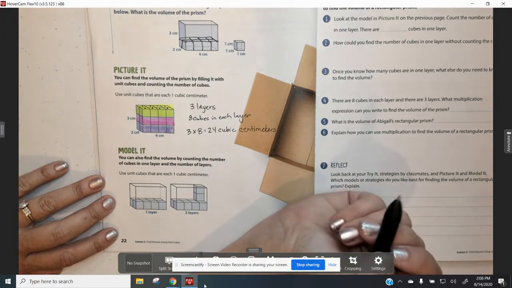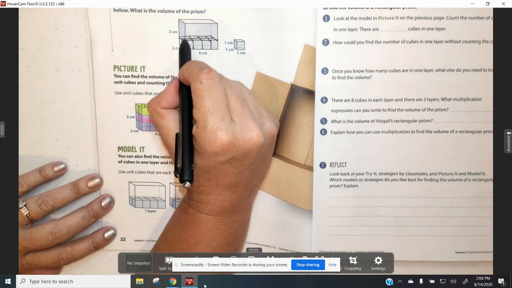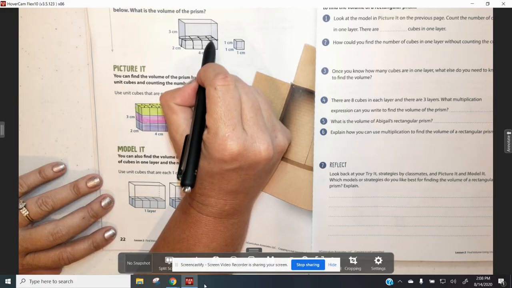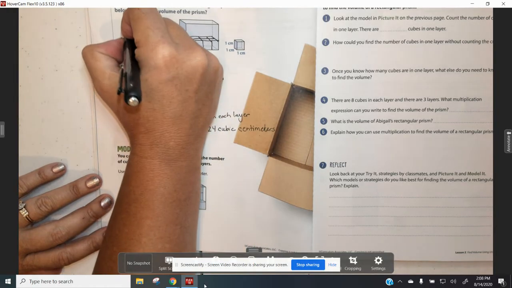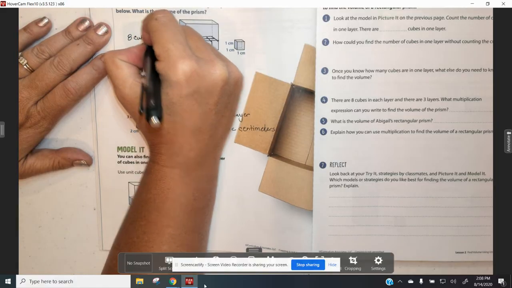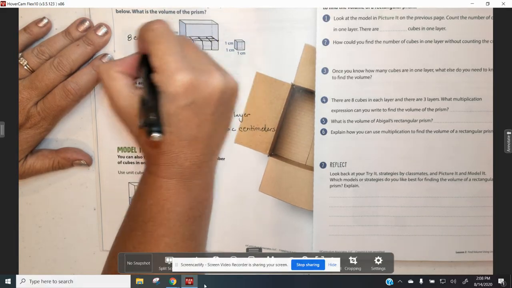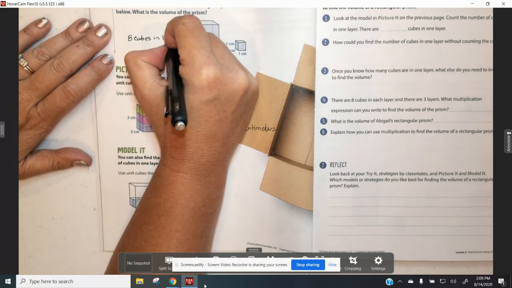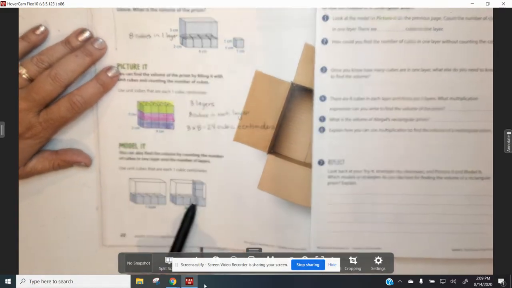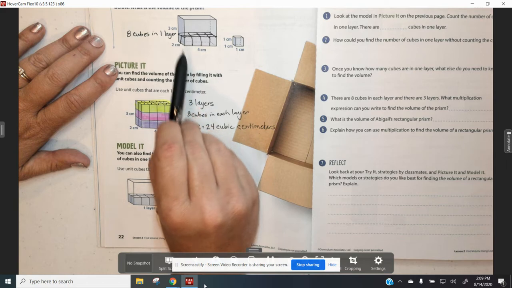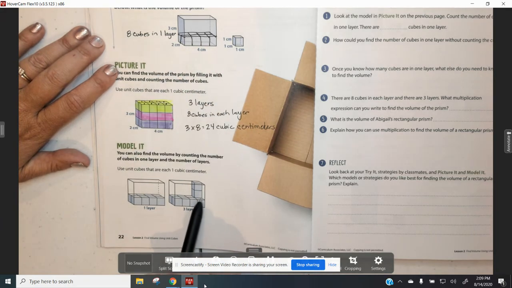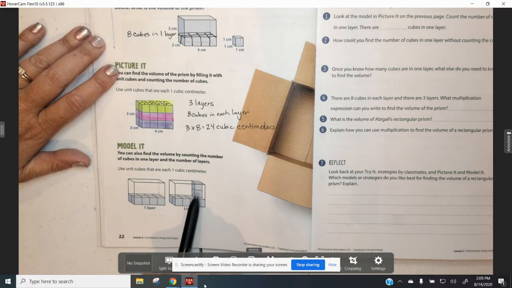Little tricky, but by doing that, I can see that I have 1, 2, 3, 4, 5, 6, 7, 8 cubes in one layer. Then if you look down below, so I drew my 8 cubes in one layer, then we see here they drew that there were 3 layers.